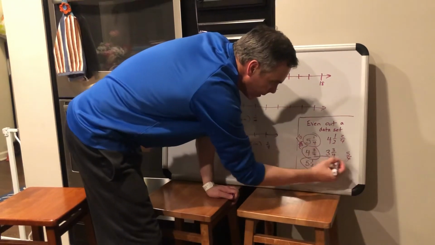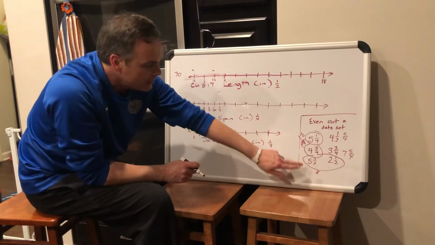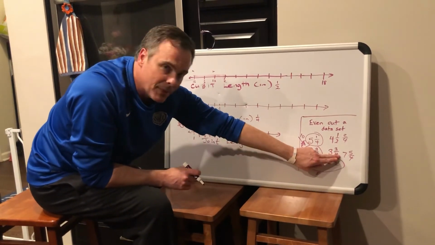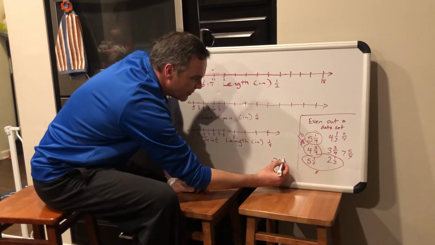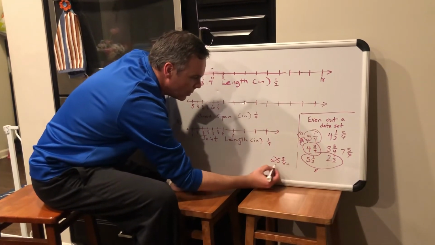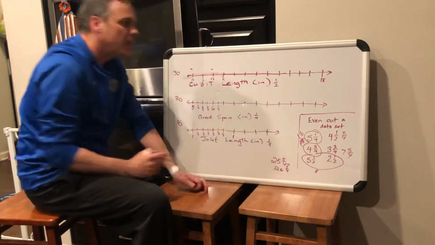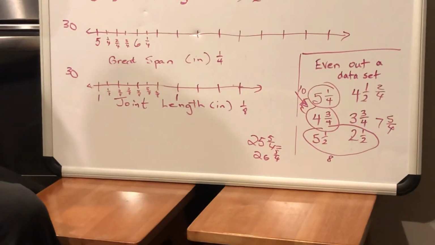I can add the 4 and the 3 to get 7. I then add 10 plus the 8, giving me 18, plus 7 is 25, and I have 25 and 5/4, which I know equals 26 and 1/4. So this is what we mean when we talk about evening out a data set.